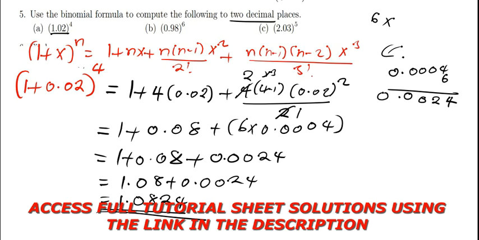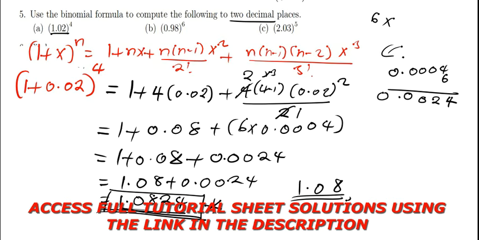But now the question is, we need to leave the answer in 2 decimal places. So the final answer becomes 1.08, because I can't round it off from there. So that's the answer. So if you use your calculator right now, you say 1.02 raised to the power 4, you should be able to get that answer. Yeah. So that's the basic idea behind this.